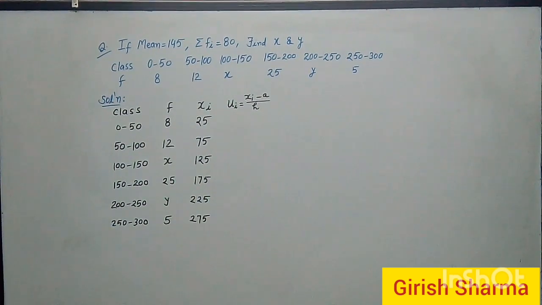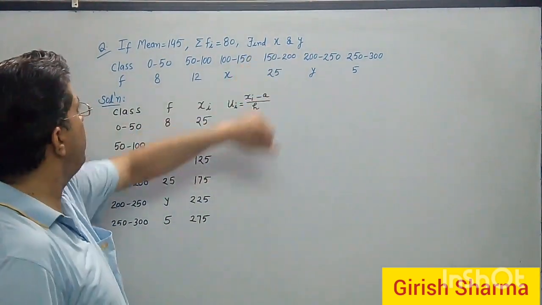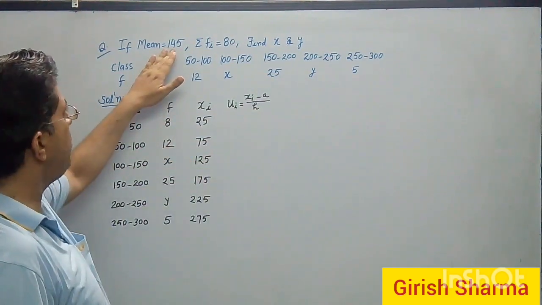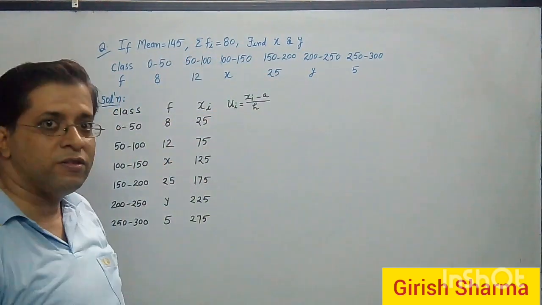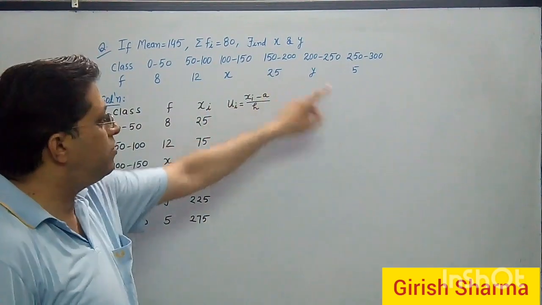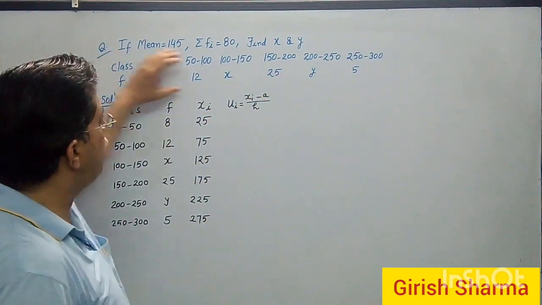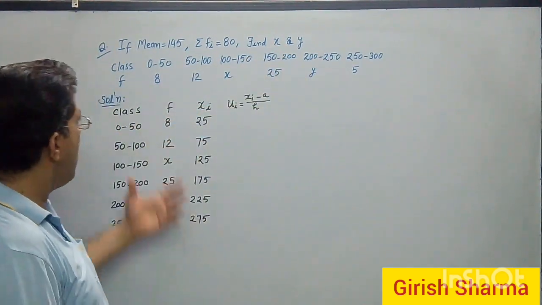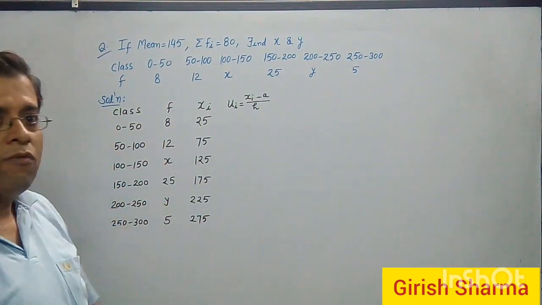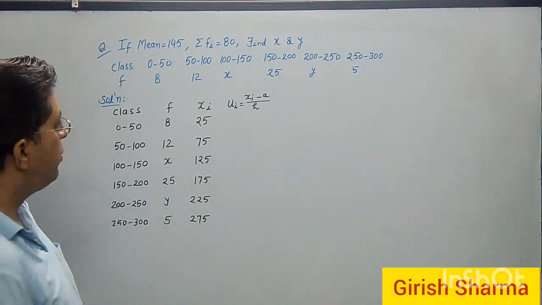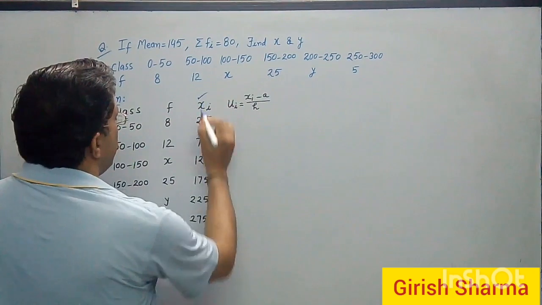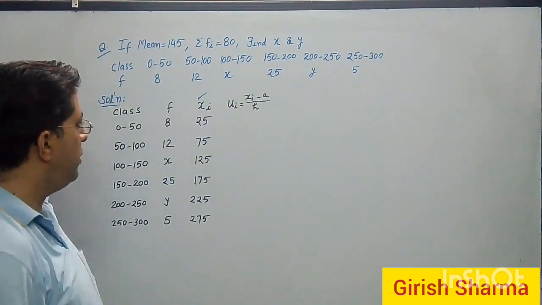Hello students, today we have to find the value of x and y when we are given the mean and the sum of frequencies. These are the missing frequencies you have to find out. This is our question in horizontal form. I have written this question in vertical form. Then I have written here one more column.